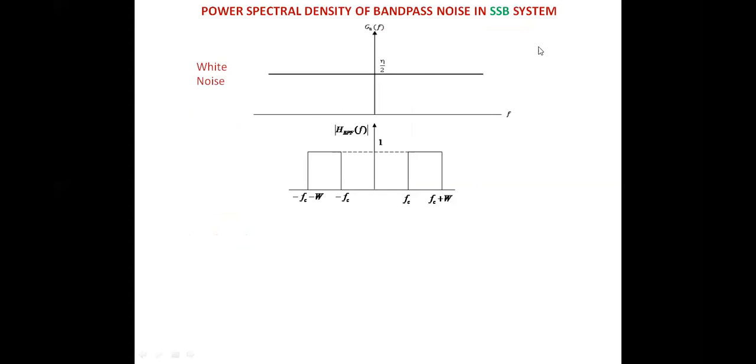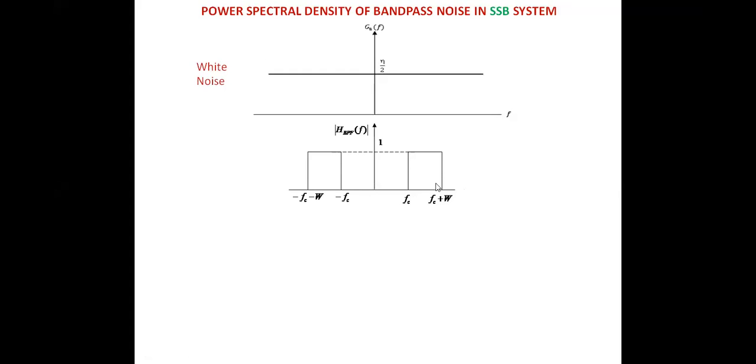Now let us see about the SSB system. In the SSB system also, at the input of a receiver, that is the front end of the receiver, the noise is white, and when this noise passes through the bandpass filter, it will be filtered, and the output of the bandpass filter will again be bandpass noise. But what about the bandwidth now? The bandwidth is different because we are designing the bandpass filter with bandwidth equal to the signal bandwidth, that is ranging from Fc to Fc plus W.